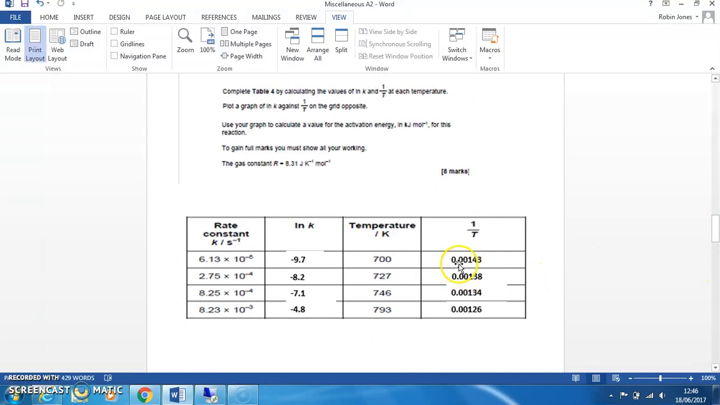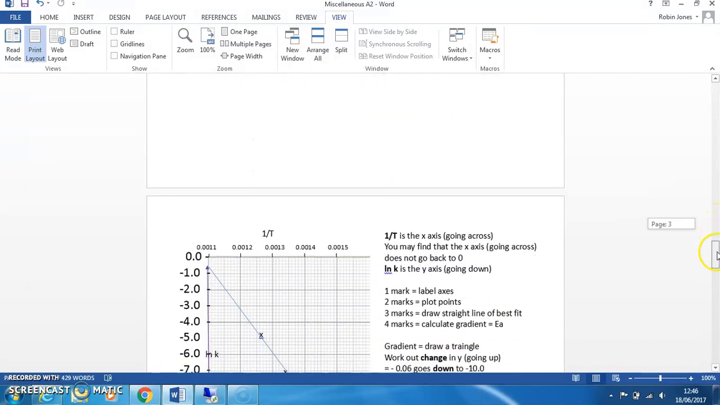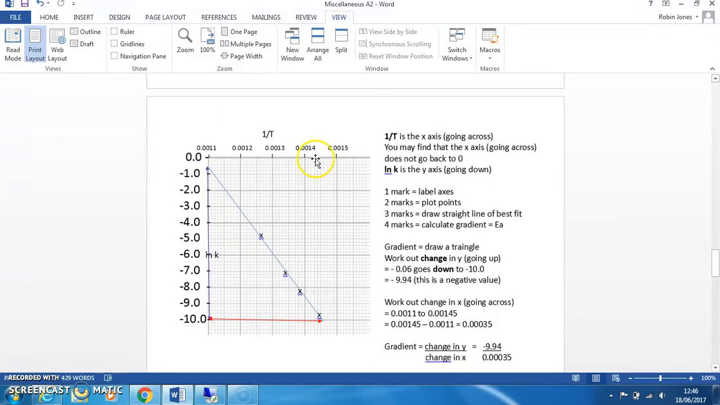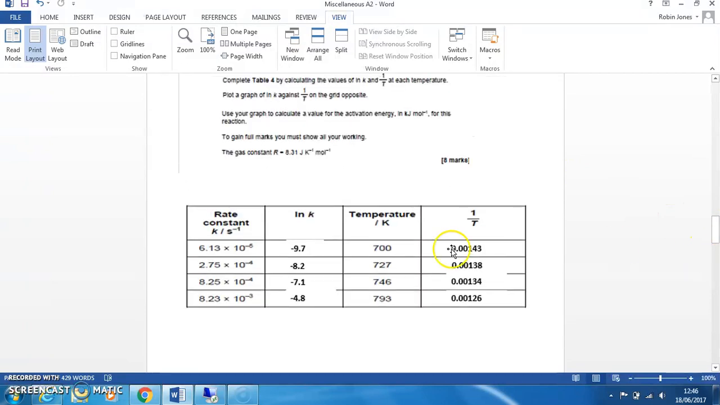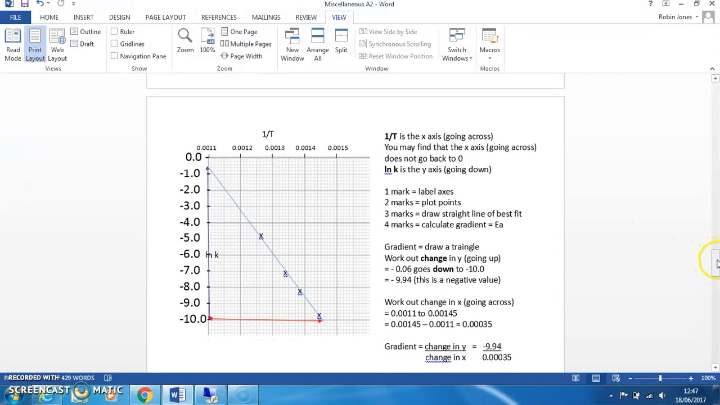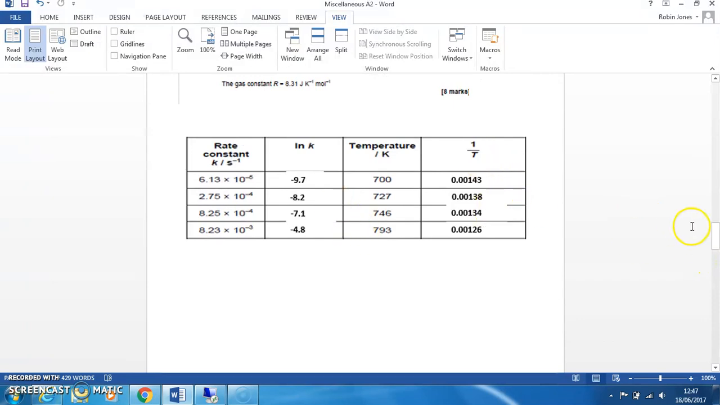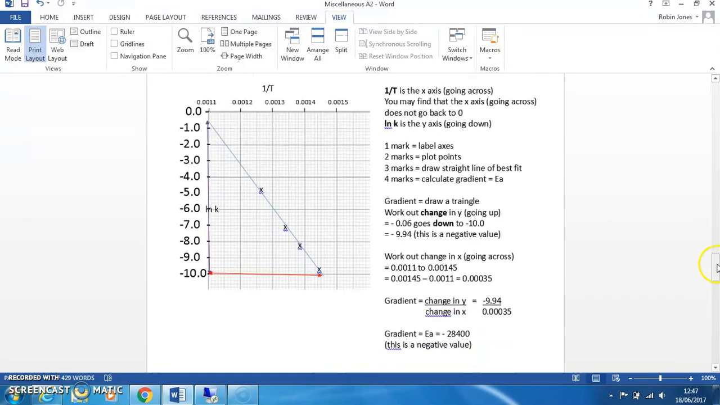So I've taken 1 divided by T was 0.00143, and I've come down here and put one at minus 9.7, sorry, 0.00138, which comes down to about minus 8.2. Yep, and I've plotted them, and then I've drawn a line through them. It should be a line of best fit.